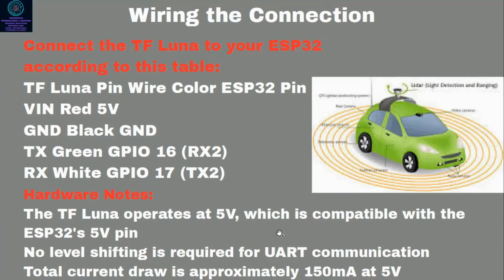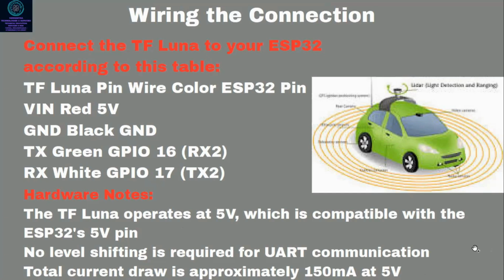Here, in the hardware notes, you have to keep in mind that the TF Luna operates on 5 volts, which is compatible with the ESP32 5-volt VIN pin, right? As VIN, we get 5 volts. No level shifting is required for your connection, which means you don't have any level shifting resistor to be connected. The total current drawn is approximately 150 milliamps at 5 volts. It is a better idea to give a separate 5-volt supply to the sensor, but in my case, I've given the sensor supply from the board itself.